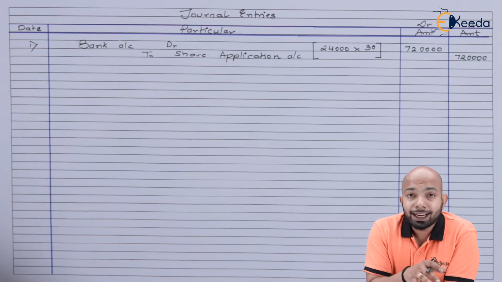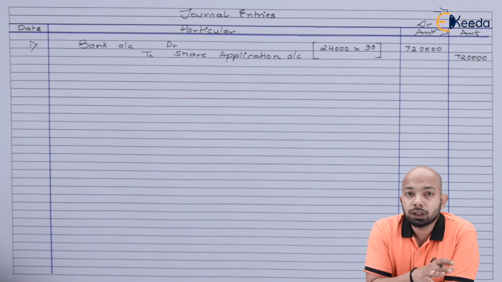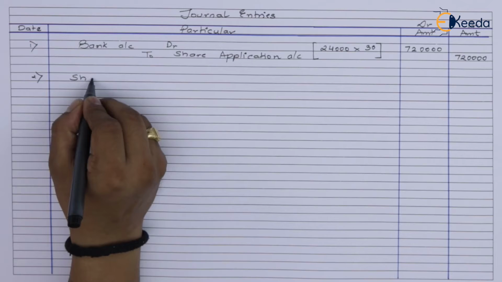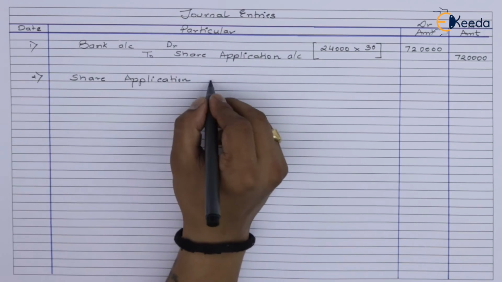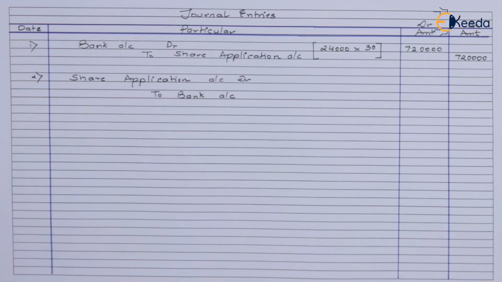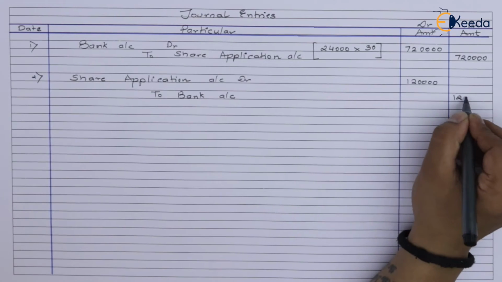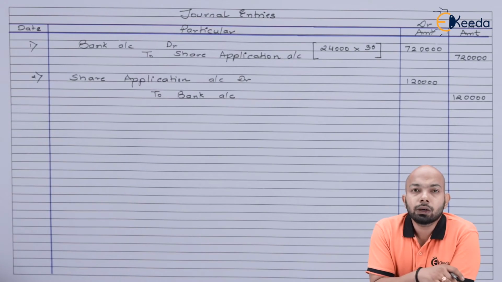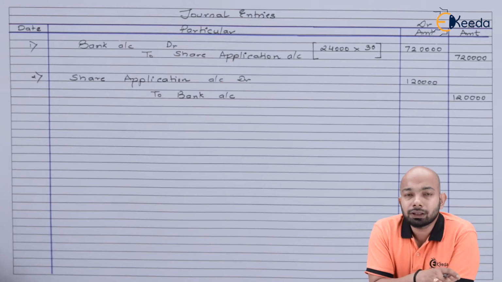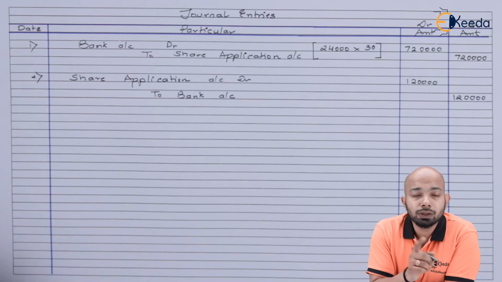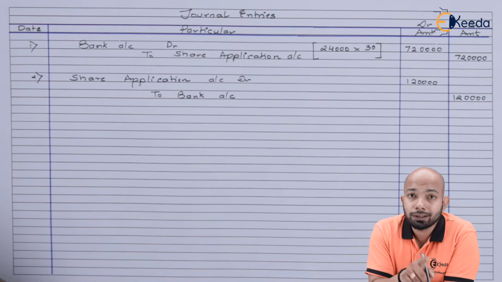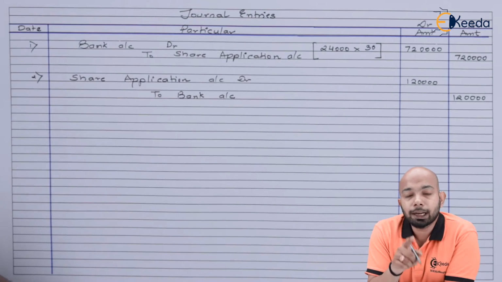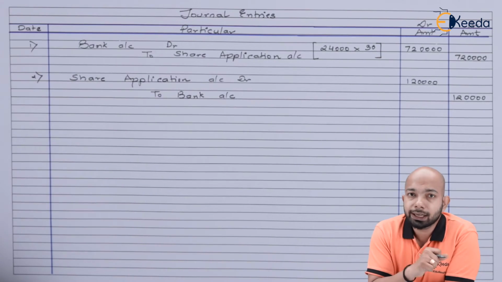Now out of 7,20,000 we have to refund for 4,000 shares. So we'll be passing the refund entry here. The total refund that we have made is 1,20,000. That means 4,000 shares multiplied by 30 will give you an amount of 1,20,000. So that much has been rejected or refunded. Now the next step is moving the application money to the share capital.